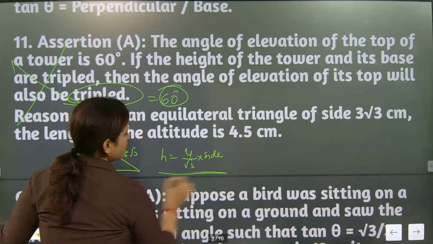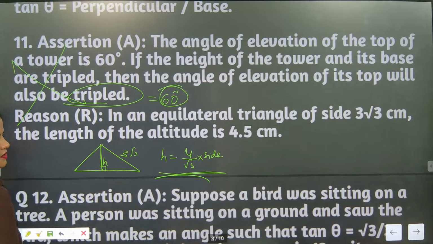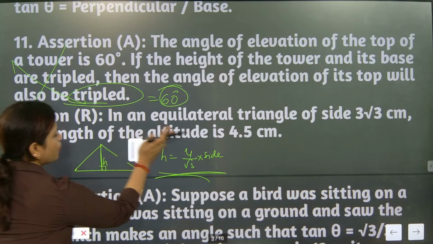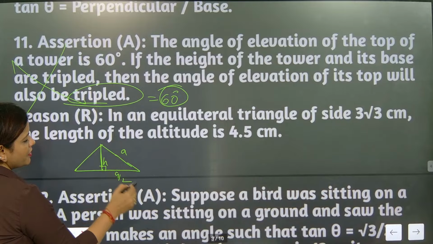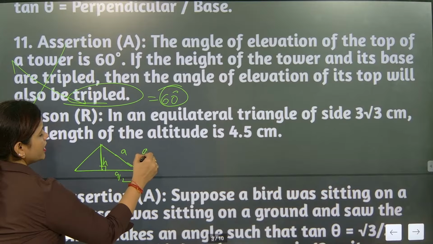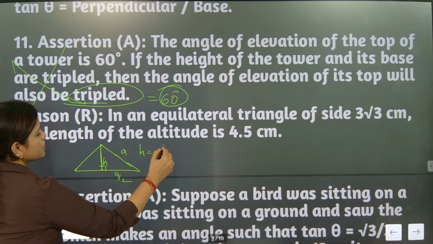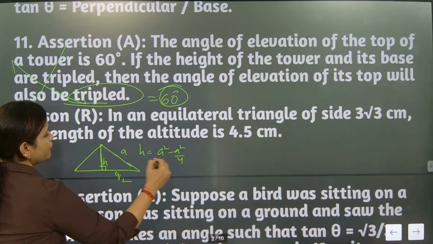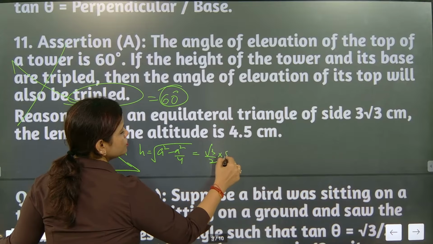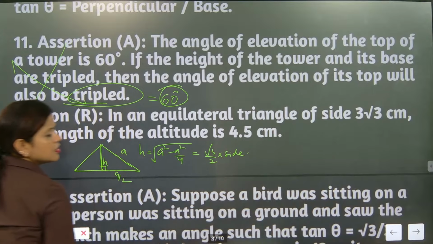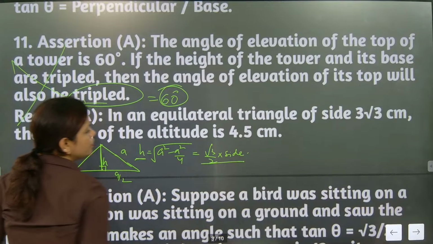Now check it. What is the height? How to get the height? If you want to get the height, this a will become a by 2. So here height will be equal to the square root of a square minus a square by 4. This is coming as root 3 by 2 into a. What is it? Root 3 by 2 into side. So height is root 3 by 2 into side.